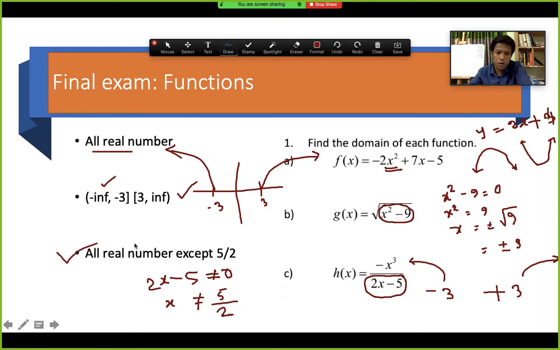That's why we write all real numbers except 5 divided by 2, which means you can put any number you want, but you cannot put 5 divided by 2. What is wrong? If we put 5 divided by 2, then our function becomes undefined, because this thing becomes 0. So this is how we find the domain from given functions.